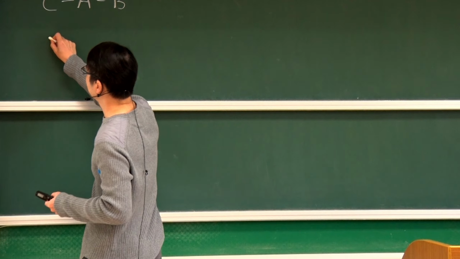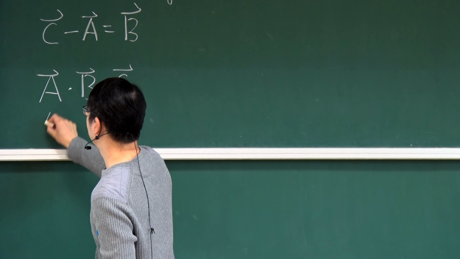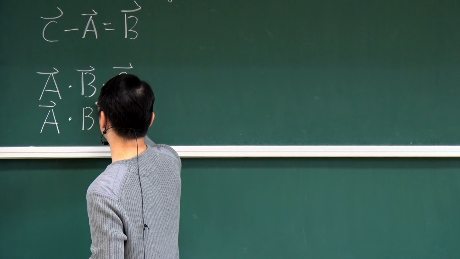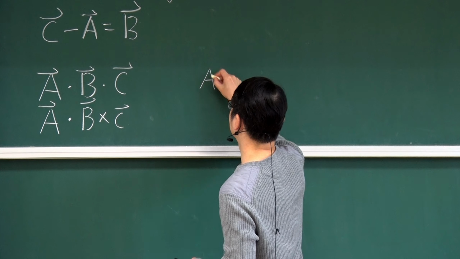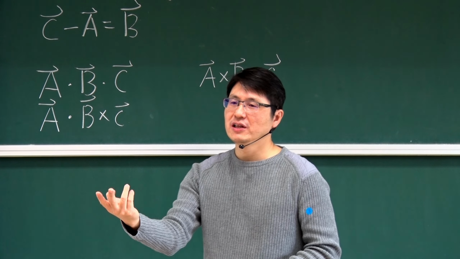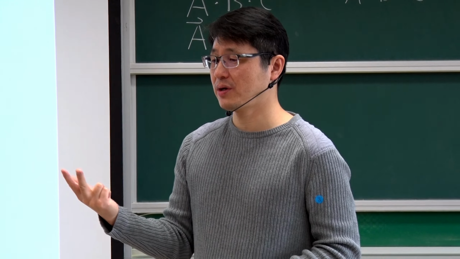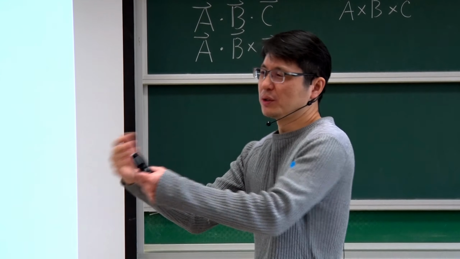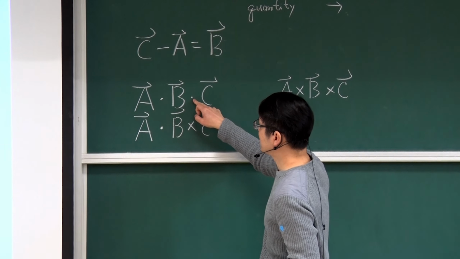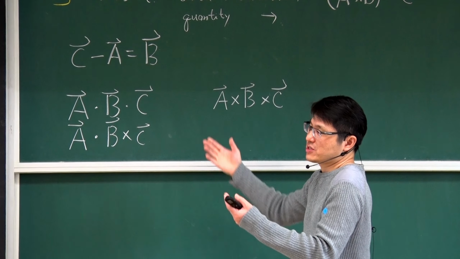Well, we have three vectors, A, B, C. A dot B cross C. The third one is A cross B cross C. Right? We only learned dot product and cross product up to now. So now you have three vectors and you want to multiply them together. What choices do you have? You can have two dots, one dot, or no dot product. Right? So these are the choices you have.